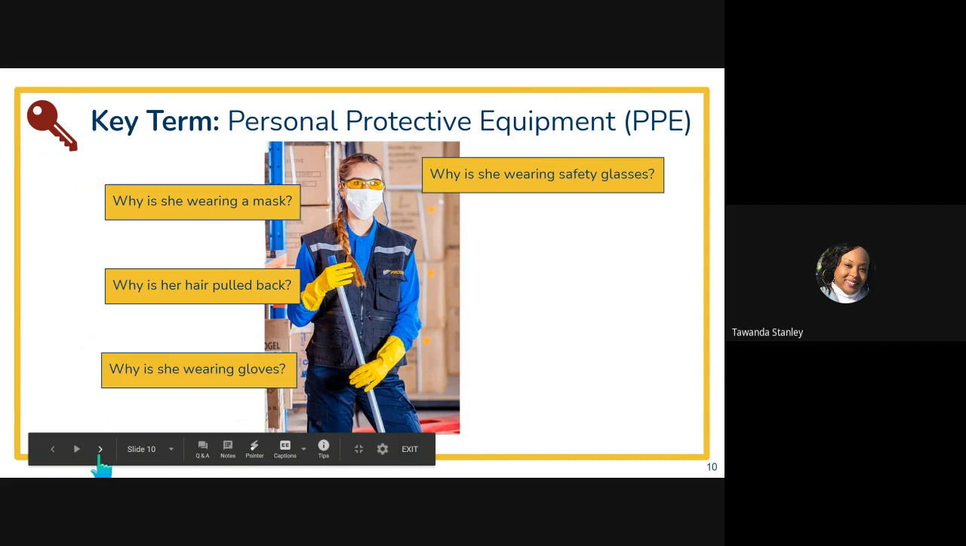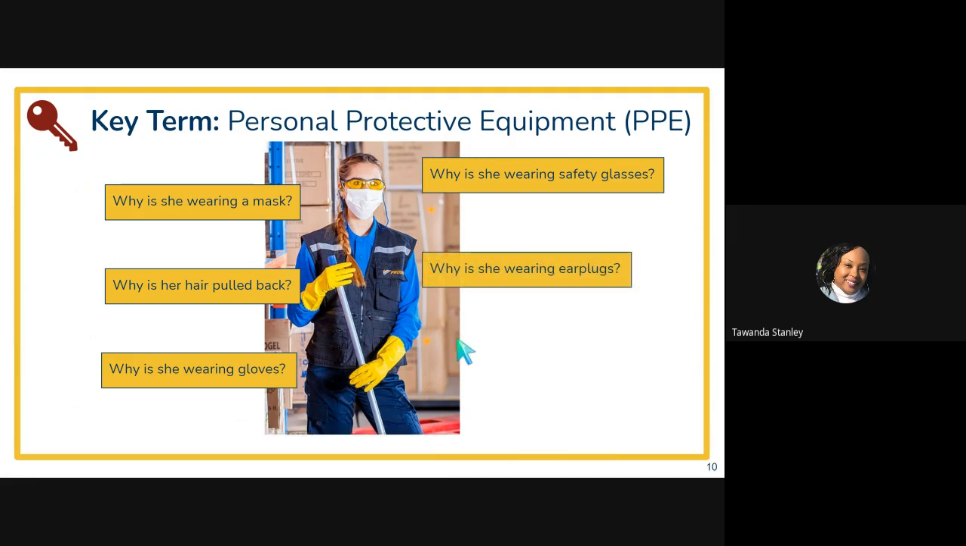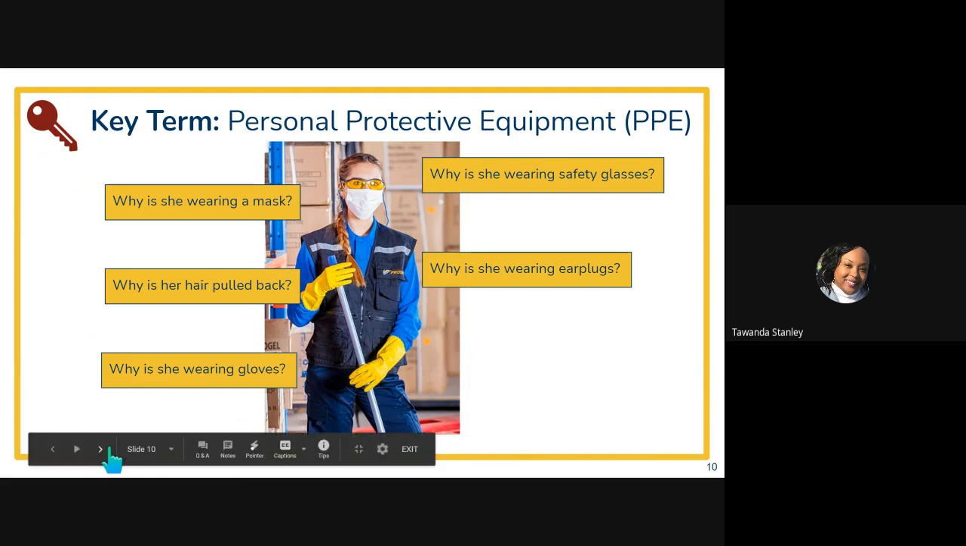Why is she wearing the safety goggles? To protect her from foreign objects, to protect her eyes, to protect dust from getting in her eyes. Why is she wearing earplugs? To protect her ears from the noise or sound. Why is she wearing a vest? Again, to protect her regular clothing from possibly getting damaged due to what she does at her job.